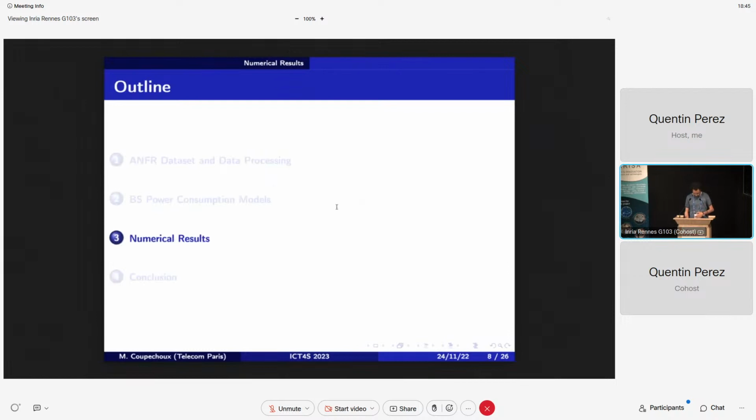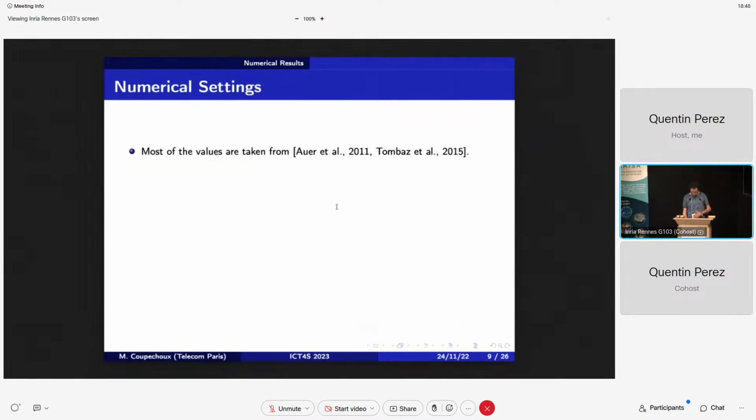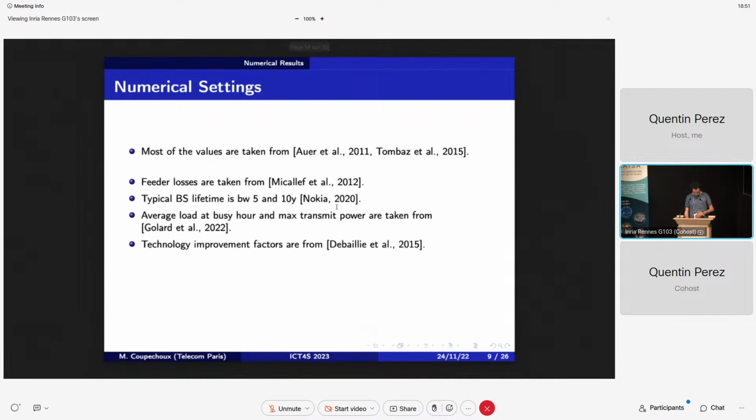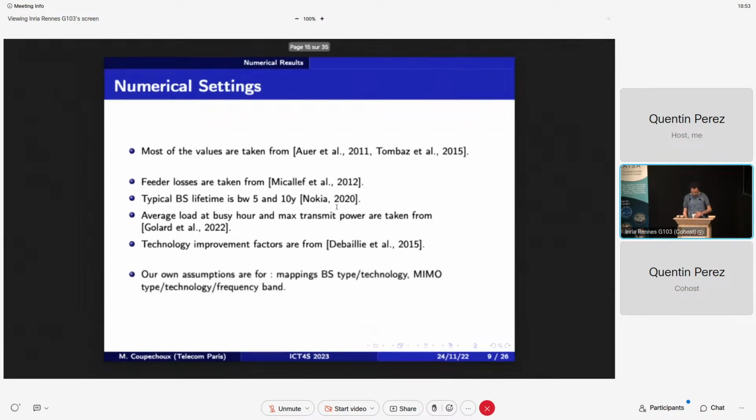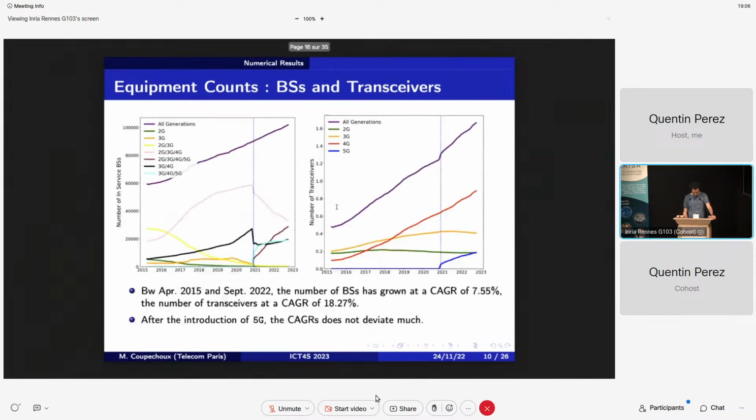So I don't have so much time, so I go directly to the results. For the numerical settings, most of the values are taken from these two references. We have our own assumption for the mapping between the BS type, the MIMO type, the technology, and the frequency band. So this is our own assumption. And we have obtained this kind of results, where you see on the left the number of base stations in France between 2015 and 2022. And the straight line is the introduction of 5G.